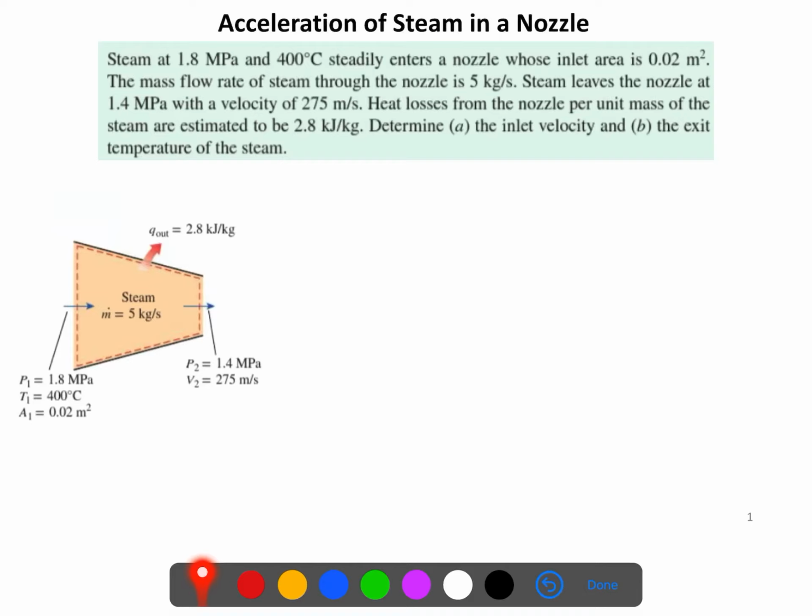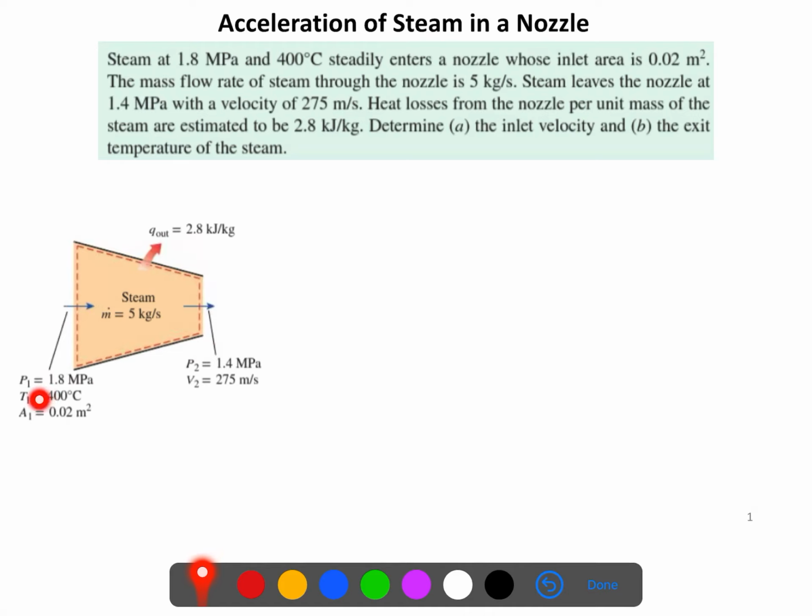In this video, I'm going to solve this problem: acceleration of steam in a nozzle. Steam at 1.8 MPa and 400 degree centigrade temperature steadily enters a nozzle whose inlet area is this. Look at this cross-sectional view of the nozzle here. This is the inlet, this is the outlet.